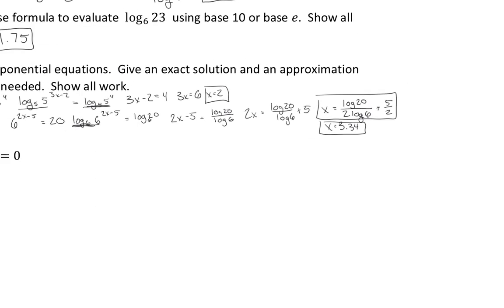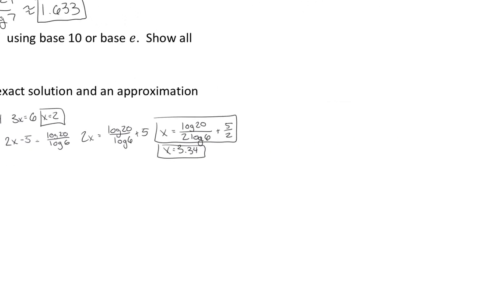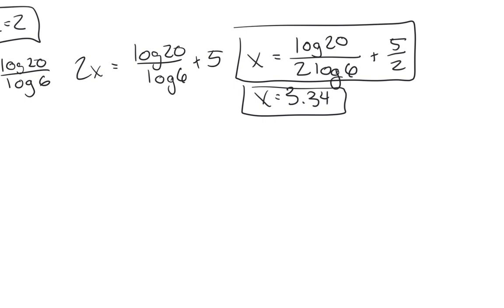Oh, hold on. It says round to 4 decimal places, so that's going to be equal to x is equal to 3.6460.